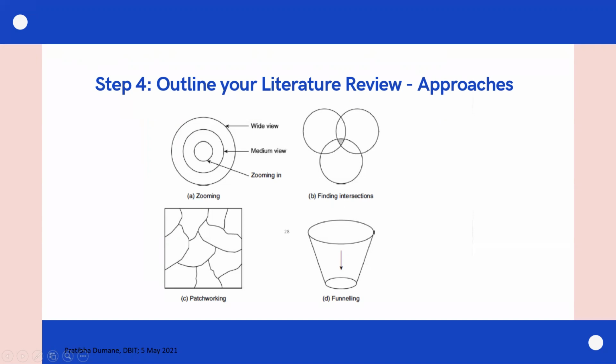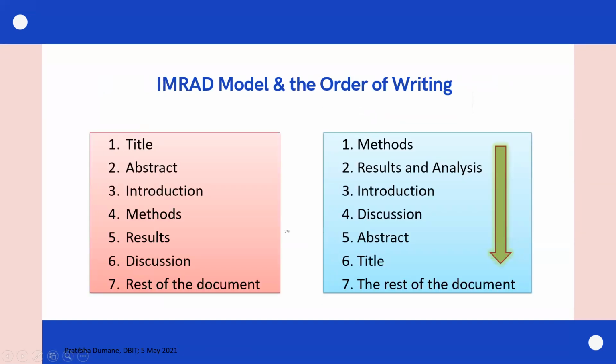You've already studied the IMRAD model, wherein the introduction covers the why of the research, the methods consider how, the results consider what, and the discussion considers so what. You have seen that more or less the contents of any technical paper consist of the title, the abstract, the introduction, methods, results, and discussion, and the rest of the document, which consists of the author affiliation, then the keywords, the conclusion, the references, and so on.